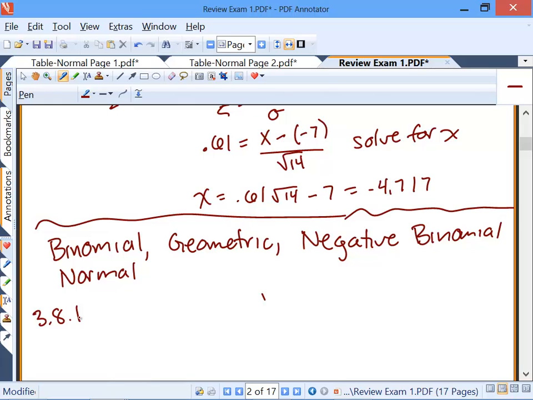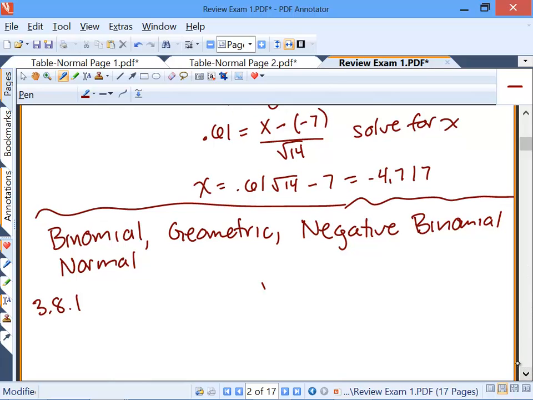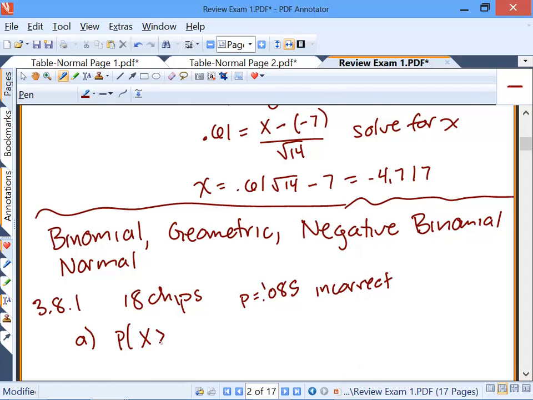Okay. But 3.8.1, an integrated circuit manufacturer produces wafers that contains 18 chips. Okay. Each chip has a probability of 0.085 of not being correct. Okay. So for part A, find the probability that a wafer contains at least 3 incorrectly placed chips. So probability that x is greater than or equal to 3.